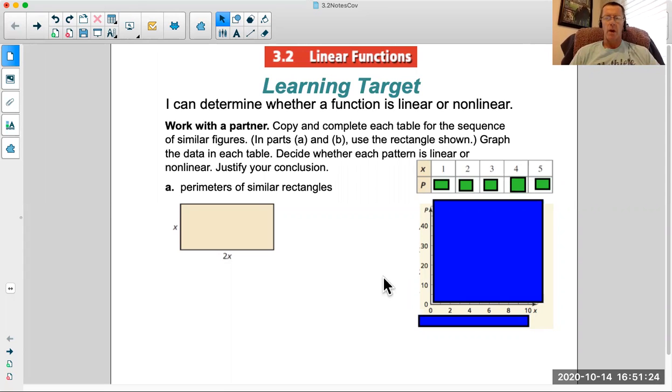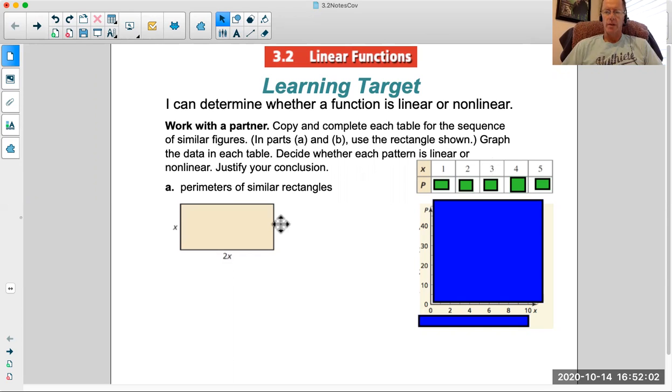You can work with your imaginary partner, with someone at home, or just by yourself. You're going to copy and complete each table for the sequence. In parts A and B, use the rectangle shown here. Graph the data in each table and decide whether each pattern is linear or nonlinear. We're giving you various inputs for X, and you have to figure out the perimeter of the rectangle.